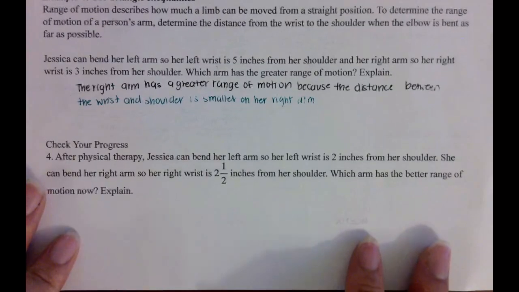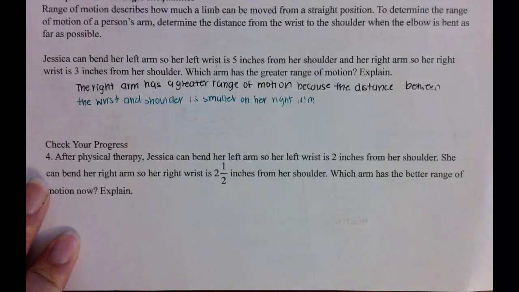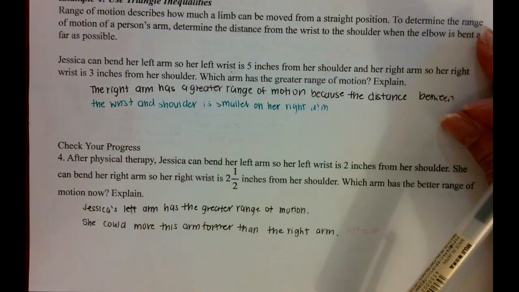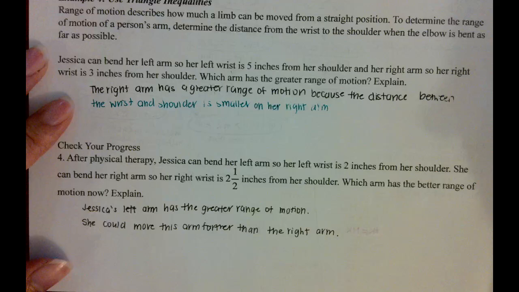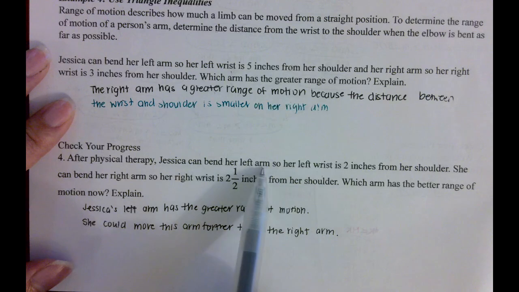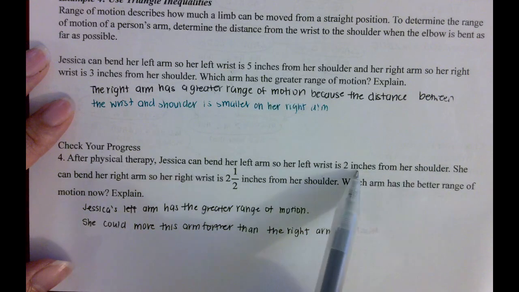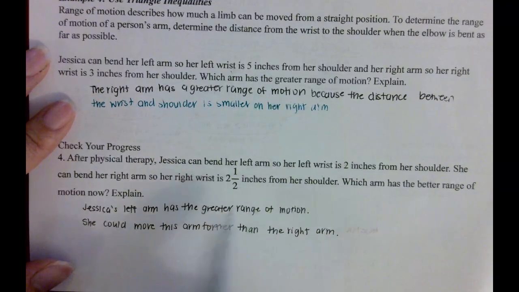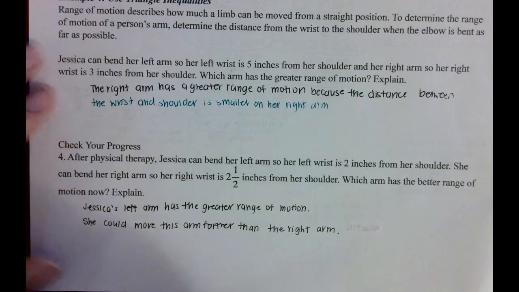Okay, so here you're going to do CYP4 and then come check the answer. You should have gotten that Jessica's left arm now has a greater range of motion. The reason is that she could move this arm farther than the right arm, which is why her left wrist to her shoulder is only 2 inches away compared to her right wrist, which is 2.5 inches away.